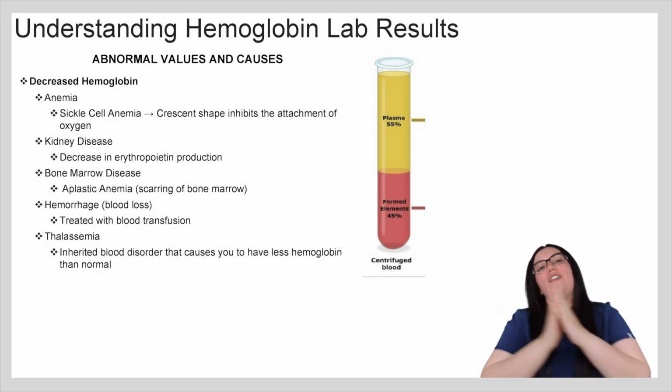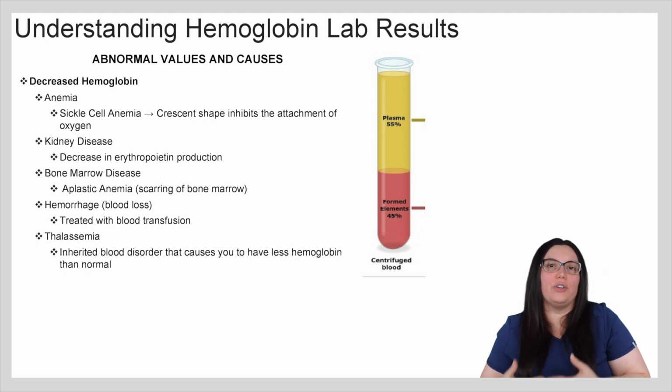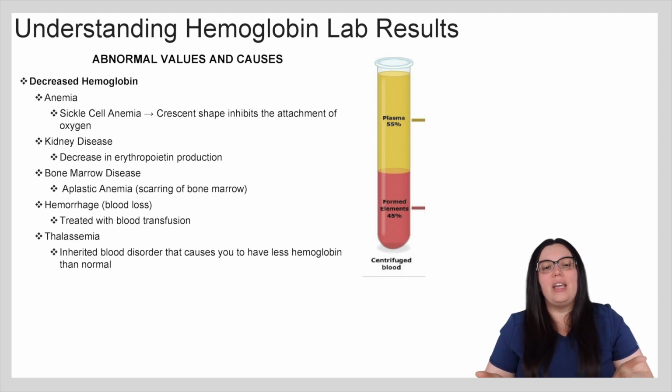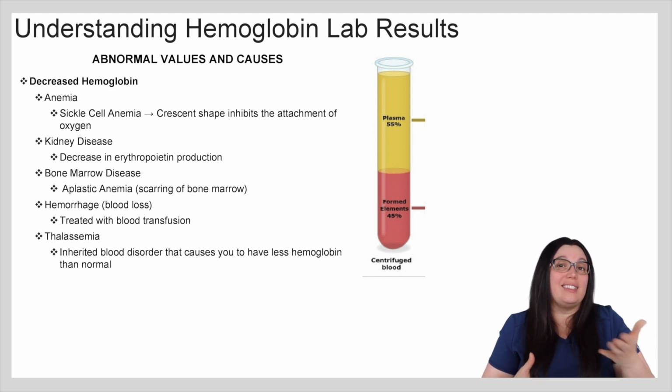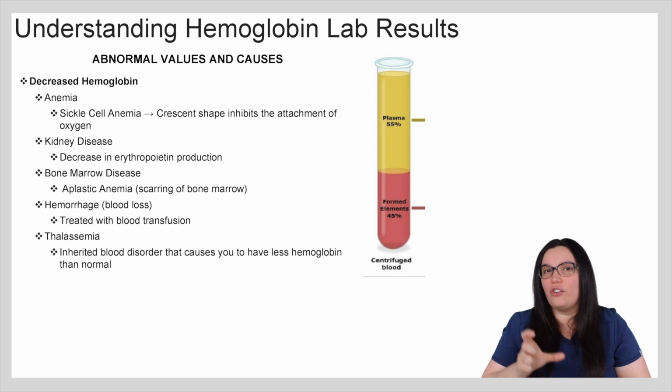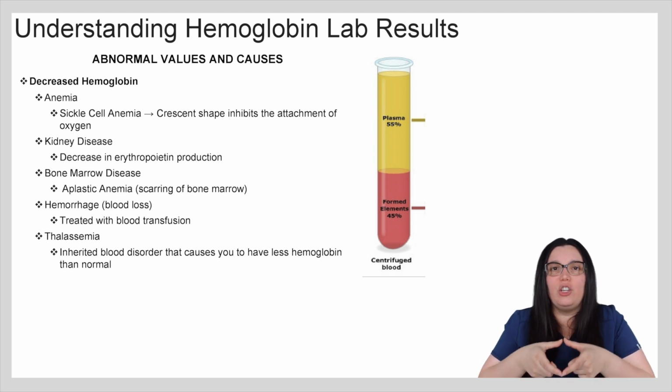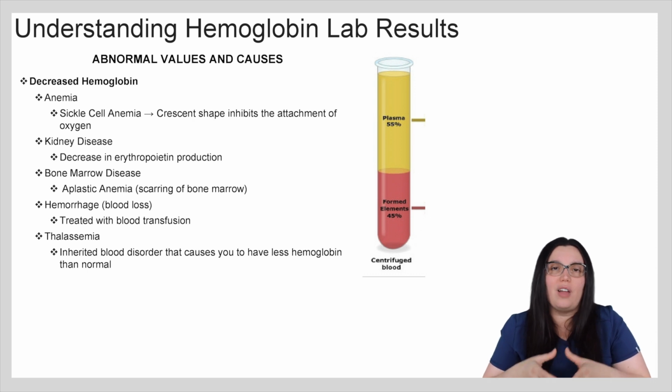So moving to the other end of the spectrum, we have a decrease in hemoglobin, and there's specific causes that will decrease our hemoglobin. One being anemia. So if we have a patient specifically with sickle cell anemia, because of that crescent shape, it's going to inhibit the attachment of oxygen. And we don't have that very unique biconcave design of our red blood cells, we're not going to have enough hemoglobin for that oxygen to attach to.